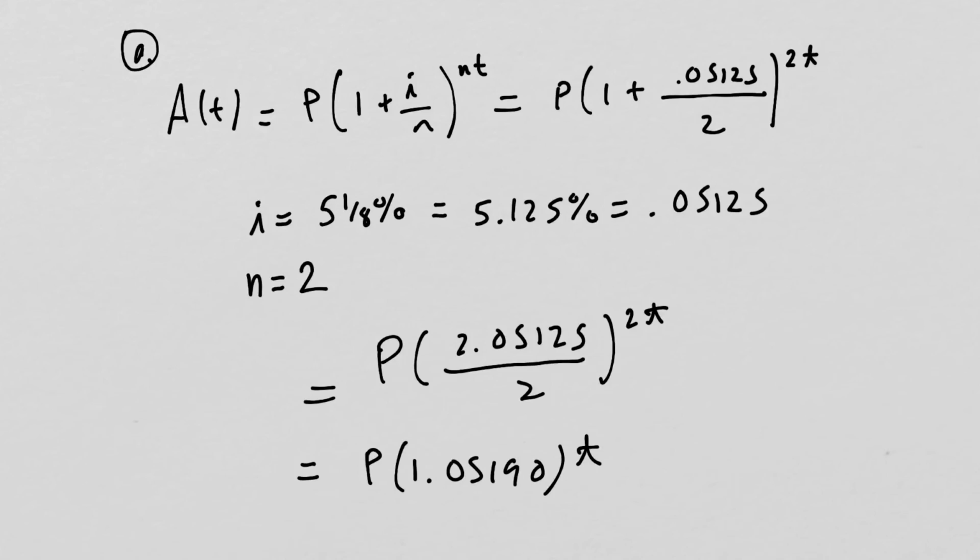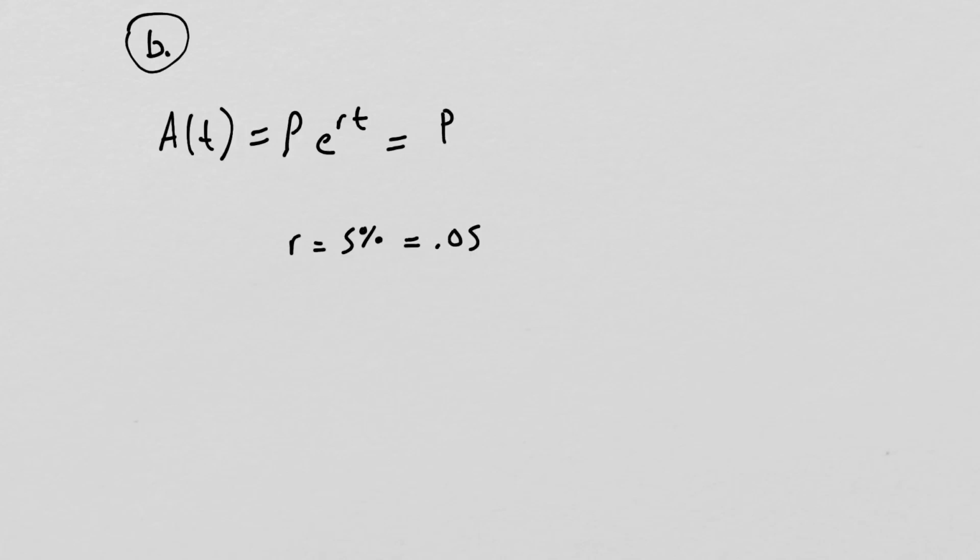Let's see what we're going to get in part B. In part B, we're continuously compounding our interest, which means our formula is given by P times e raised to the rt. In this case, our interest rate r was given to be 5% per year, which is equal to 0.05. Rewriting this, we get P e raised to the 0.05 times t. And this is approximately equal to P times 1.05127 raised to the t.